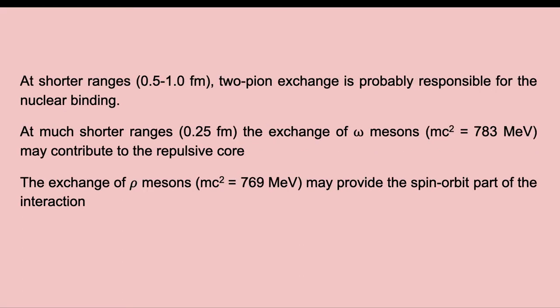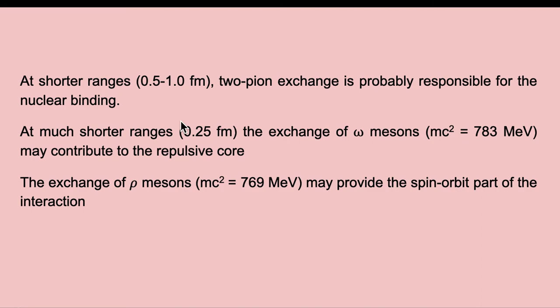And just now we have mentioned, and this is enough for us, the transfer of a single pion is responsible for the nuclear force. But in a shorter range, that means less than 1 Fermi, 0.5 to 1 Fermi, 2 pion exchange is probably responsible for the nuclear binding. That means you can see that at that range, the nuclear force is somewhat more strong. Because normally you are taking the meson range at about 1.4 fermi. So, there 2 pions will be transferring.